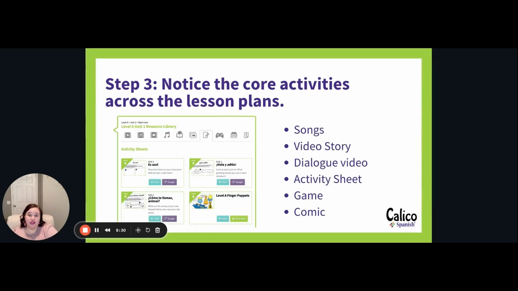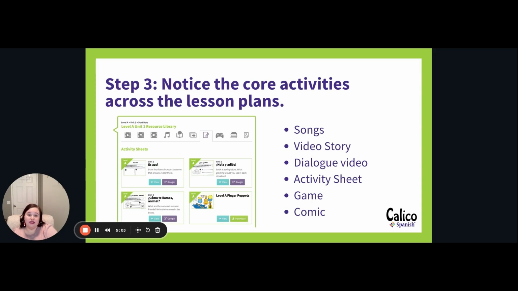So now you might be wondering, okay, well, what are the best activities? What are the core activities across the lesson plans? So you can see here we've listed out songs, video story, dialogue video, activity sheet, games, and comics. So we recommend that you start each class out with a song to get learners immersed and engaged into the language. Our video stories and dialogue videos are where you're going to get stories that are taught with comprehensible input and really the core meat and bulk of our program.